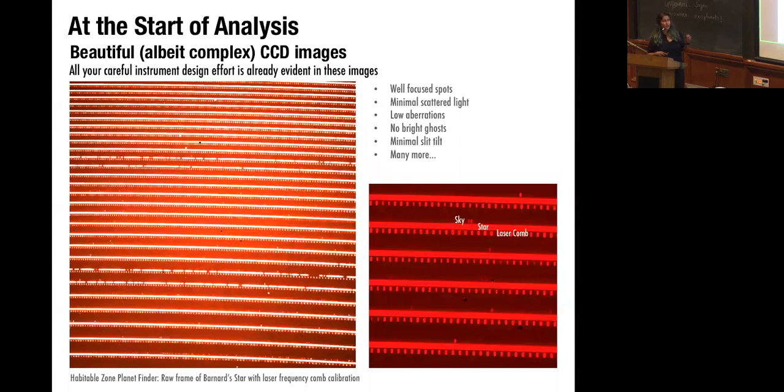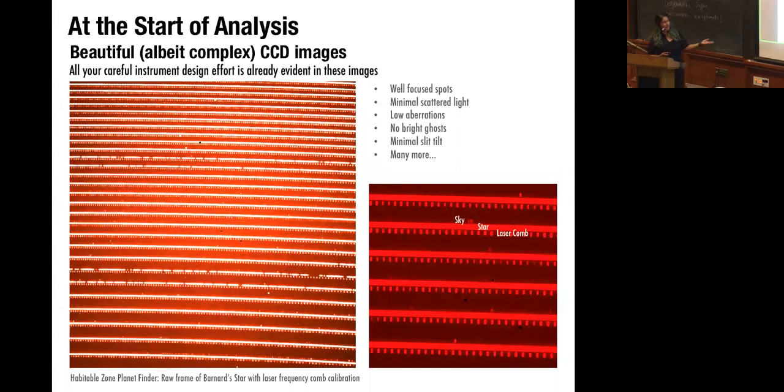So what you can see right off here, like Sam said, each line is actually an image of your input aperture, whether that's a slit or a fiber. We actually have a slit on top of fiber, but it looks like a slit. So each line is actually an image, which is also true of the stellar lines. There's low aberrations. This is actually a very nice clean image.